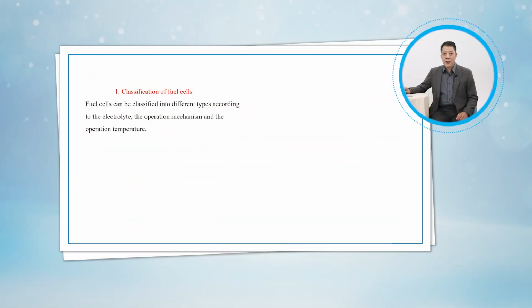The topic of this task is about the types and systems of fuel cells. Let's firstly talk about the classification of fuel cells. The fuel cells can be classified into different types according to the electrolyte, the operation mechanism, and the operation temperature.